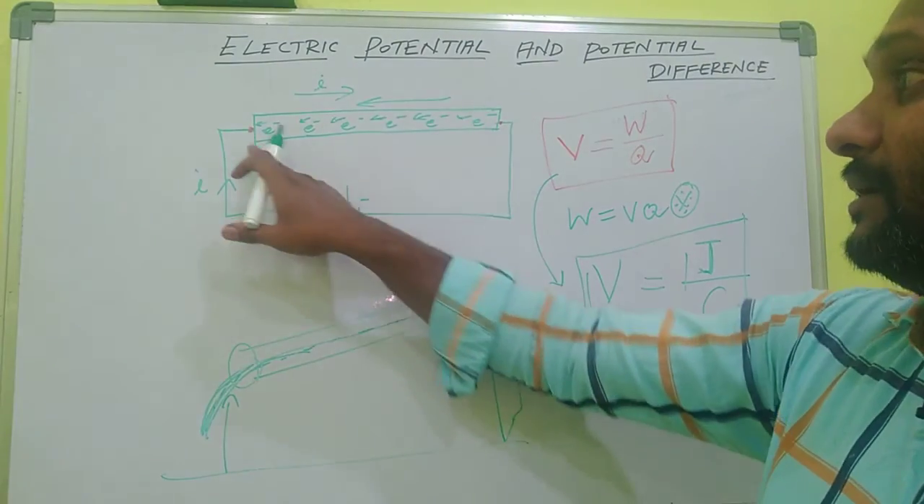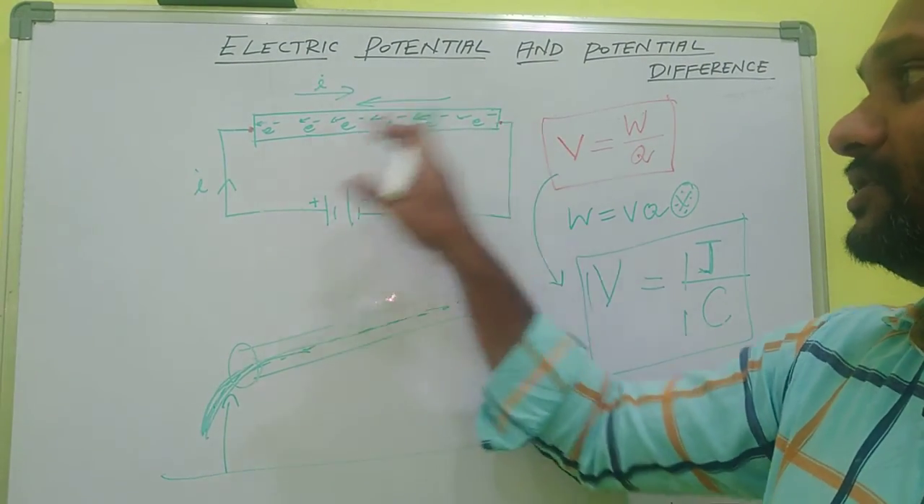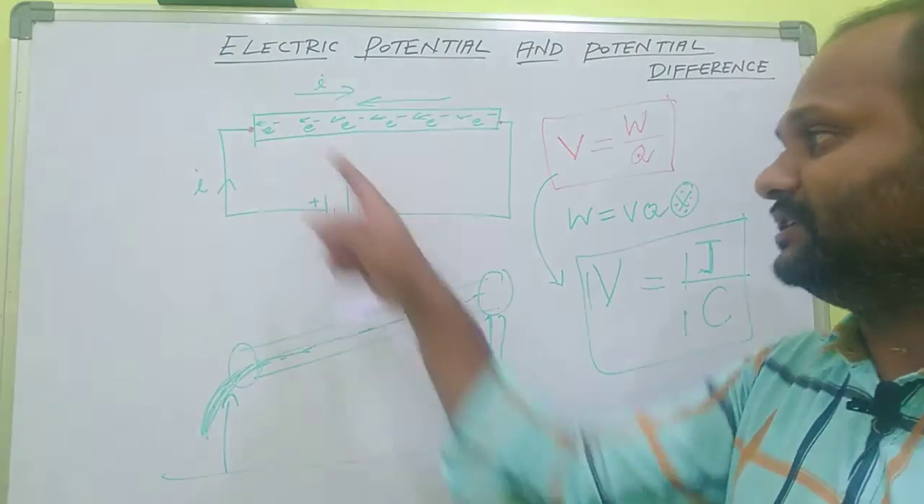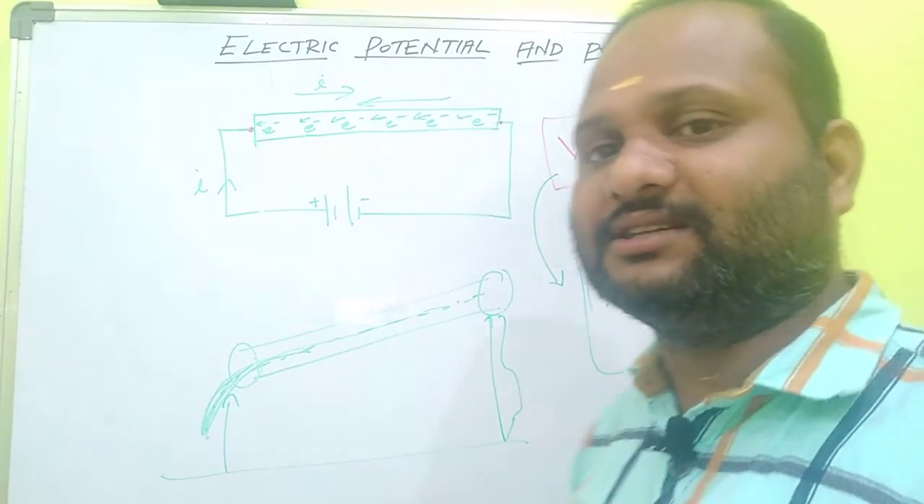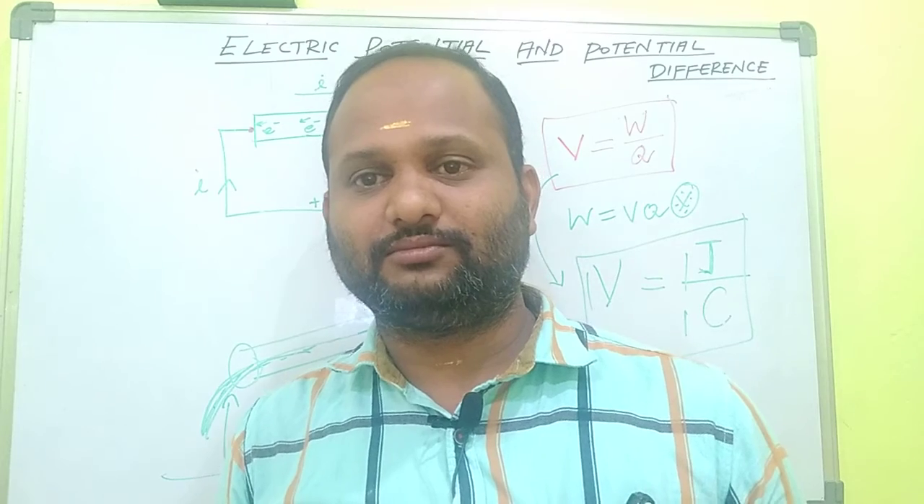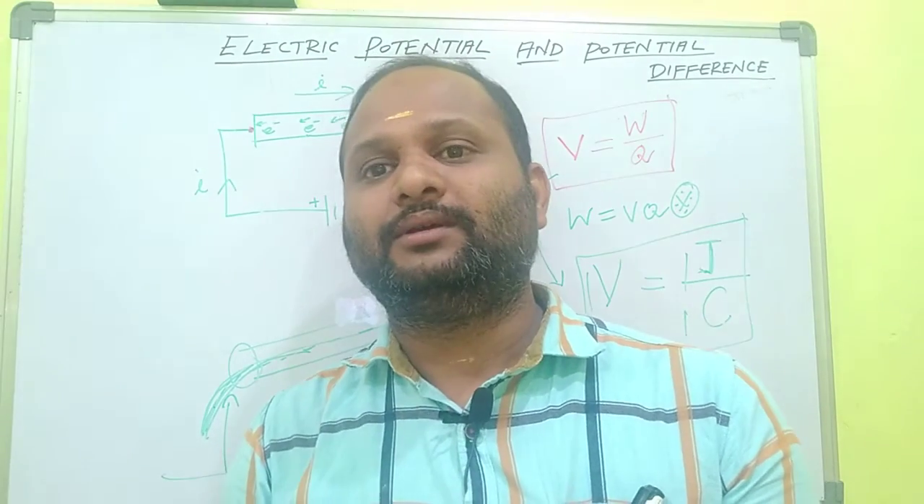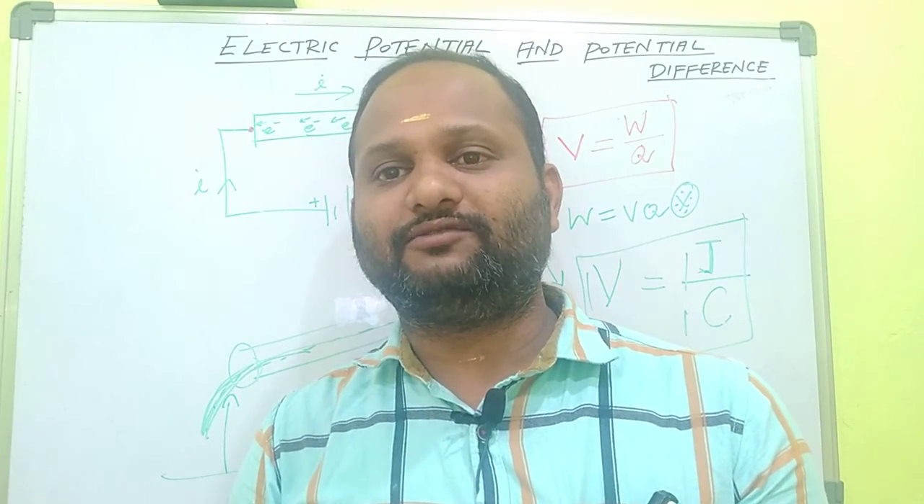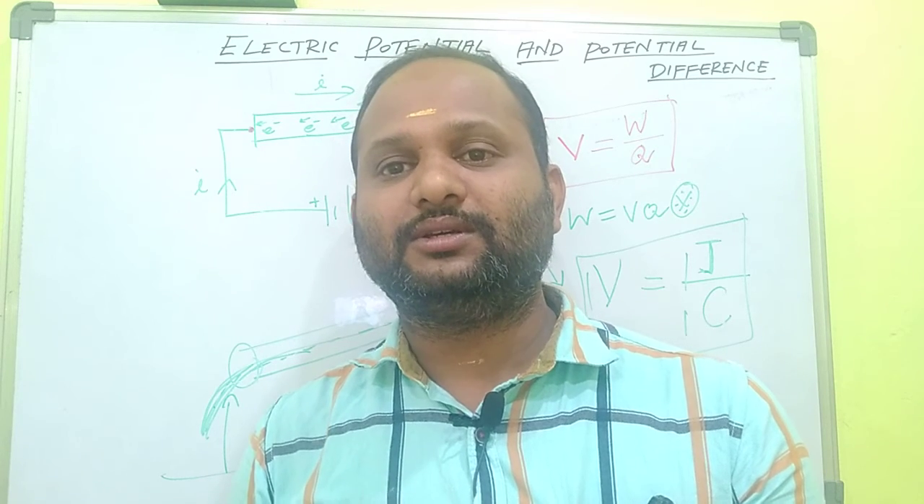Likewise, here is the positive potential and here the negative potential. So there is an electric potential difference between these 2 points. This sets the electrons into motion. So the concept is the same. Okay, this is about electric potential difference. That is one of the most important questions.